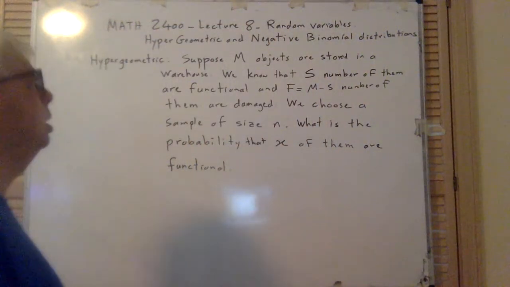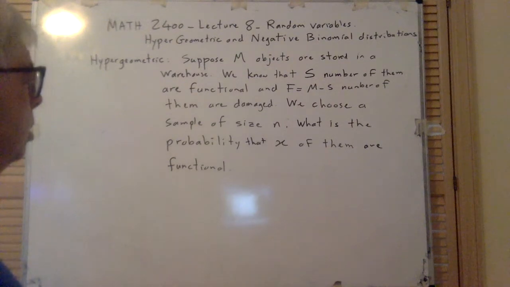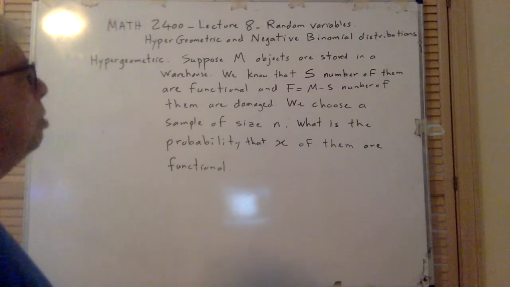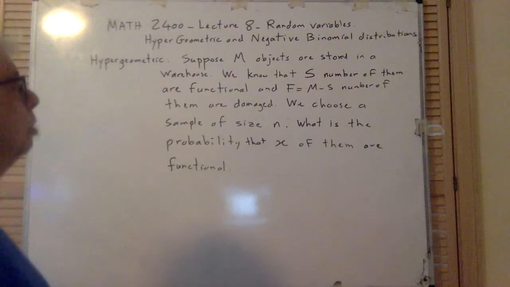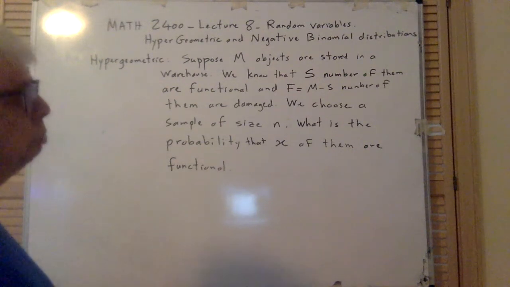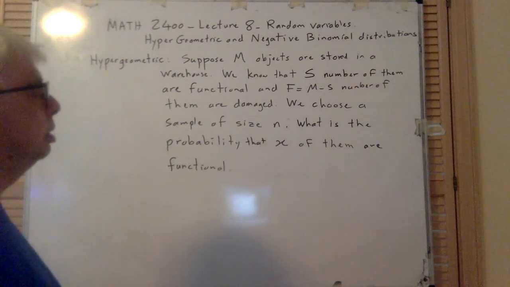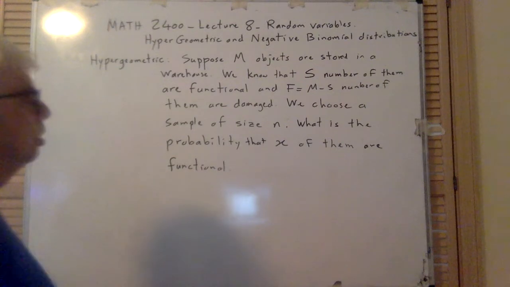Math 2400, Lecture 8, Random Variables, Hypergeometric and Negative Binomial Distributions. Hypergeometric is this. Suppose we have m objects that are stored in a warehouse, and we know that s number of them are functional, s for success maybe, and f, which is m minus s, number of them are damaged. We choose a sample size of n. What is the probability that x of them are functional?